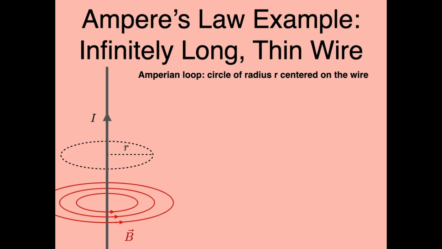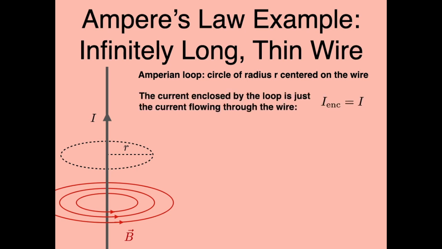When we use Ampere's law, we have to pick something called an Amperian loop. This is a loop that we use to do the integral, but it's not something that's real. It's just something that we put on our diagram as a tool to help us solve the problem. The Amperian loop that I'm choosing to use here is a circle of radius r centered on the wire. Now, how much current am I enclosing with that loop? This is pretty easy. I'm enclosing the whole wire, so whatever current is going through the wire, that's what I'm enclosing with my path.